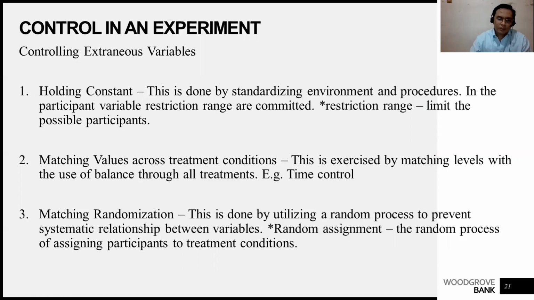Next, matching randomization. Matching randomization is done by utilizing a random process to prevent systematic relationship between variables. So in randomization, we have the random assignment, the random process of assigning participants to treatment conditions.